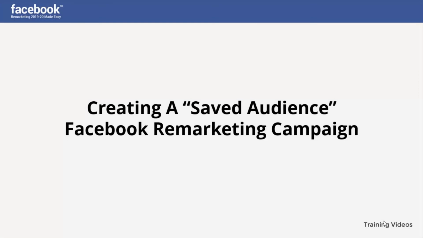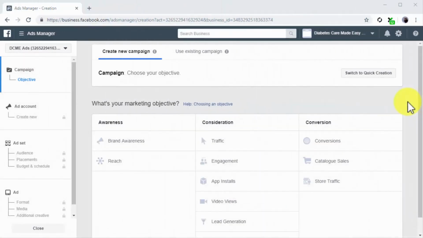Creating a saved audience Facebook remarketing campaign. Hey there everyone! Creating saved audiences is the safest way to ensure that you won't forget to use the perfect targeting options every time that you create a campaign. What's more, it allows you to save different targeting combinations that you can test out when appropriate.